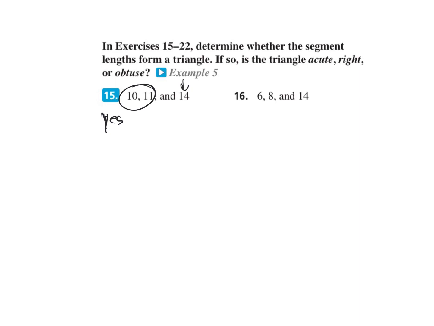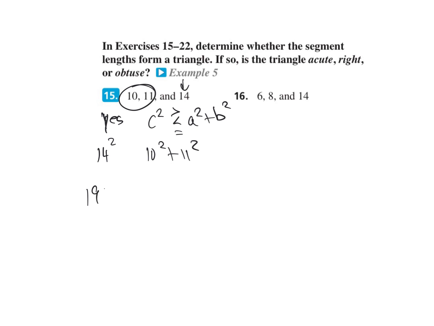So we put the biggest side first. So we're doing c squared. Is it greater than, less than, or equal to a squared plus b squared? Always put the bigger number first. So you have 14 squared, and then you have 10 squared plus 11 squared.